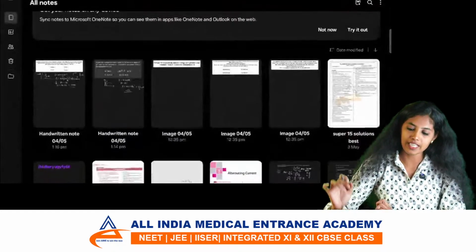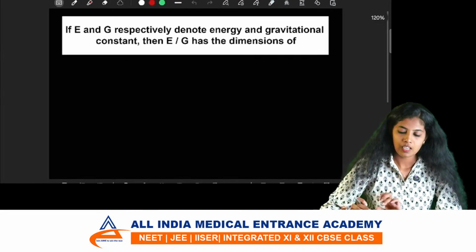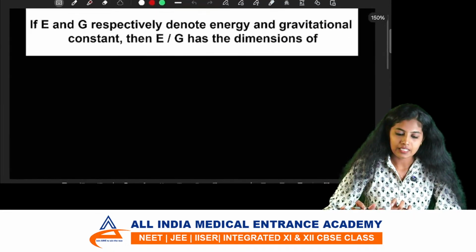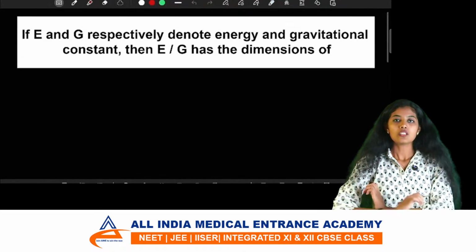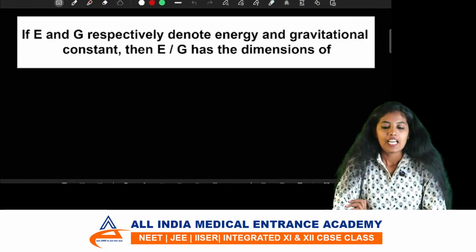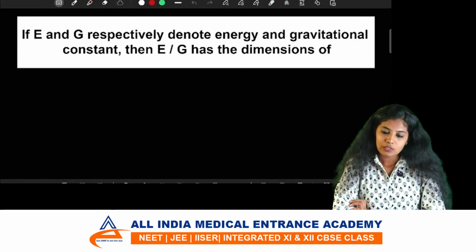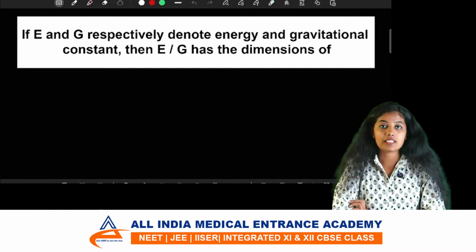So let us go to the next one. This is the next question. I hope this is clear for you. If E and G respectively denote energy and gravitational constant, then E by G has the dimension of?